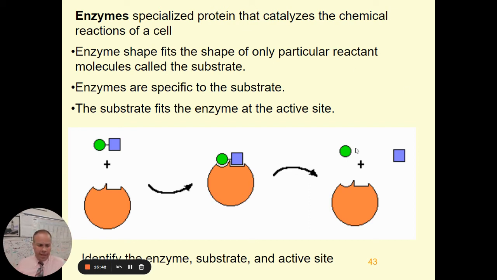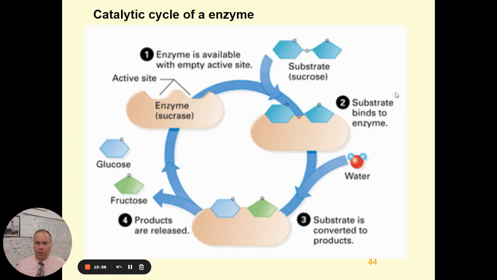But an enzyme is specific. This enzyme only will work on this substrate because the shape of the enzyme is specific. Again, when we're thinking proteins, we're thinking about the shape of the molecule. That's what's most important.